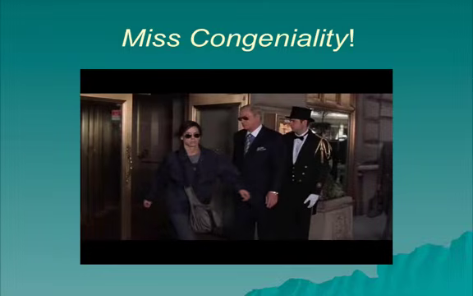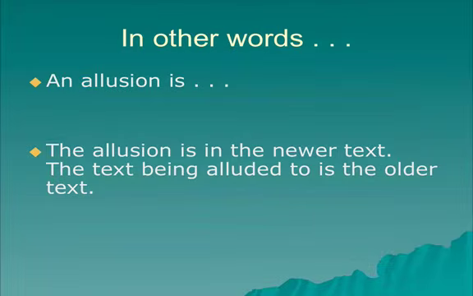What I hope you noticed about those three is that they are strikingly similar both in content and in word choice. And that is not a mistake, nor is it a mere coincidence. The point is that the original text, Midnight Cowboy, was then alluded to in a couple of other movies later on. So in other words, an allusion is a reference in a newer work to a previously released work. So the allusion is in the newer text, and the text that's being alluded to is the older text.